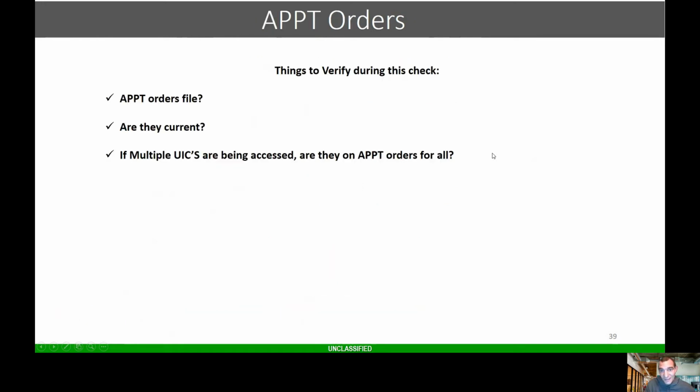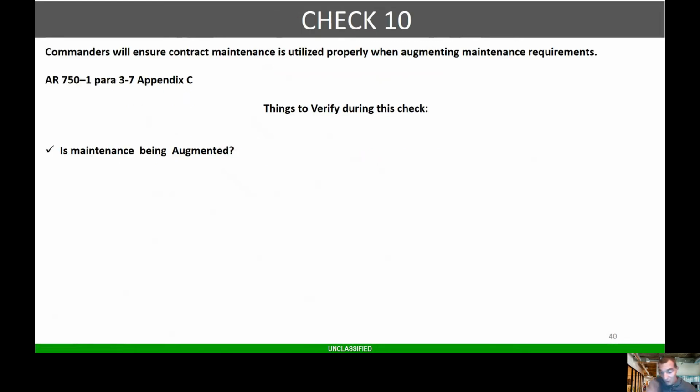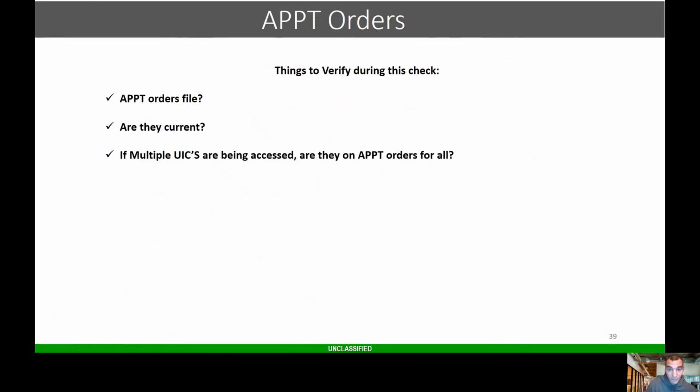So like I said, things I look for: you need appointment orders too. If you are appointed to whatever position, you should have appointment orders for that, okay? And if you have multiple UICs, if you're at battalion level and you work with multiple UICs, like we have 6 UICs, your appointment order should have all 6 UICs on it.